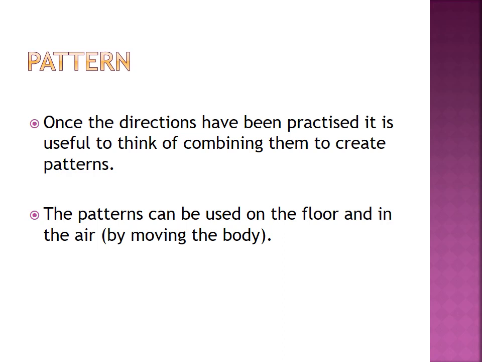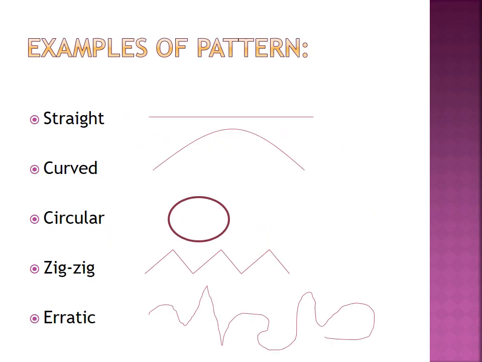Once the directions have been practiced, we can think about combining these to create patterns. So patterns are the shapes we're going to make on the floor with the movements that we make. Patterns can be created on the floor, as just discussed, but of course could also be created in the air by moving the body. Here's some examples of pattern. We can move in a straight direction, we can move curved, circular, zigzag, or erratic. And erratic is not that shape. Erratic means you're going to move wherever you feel like. So you're going to create a different shape every time.